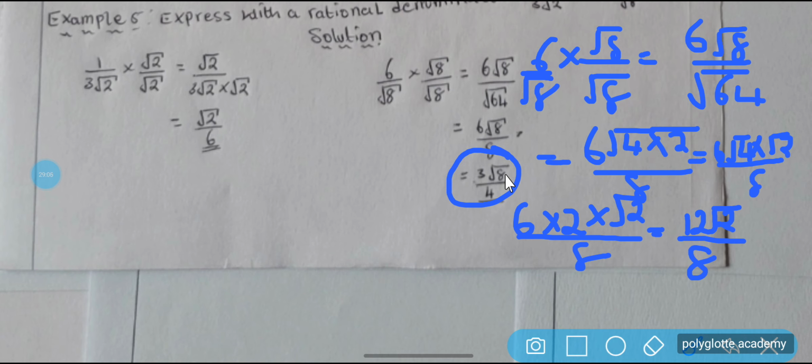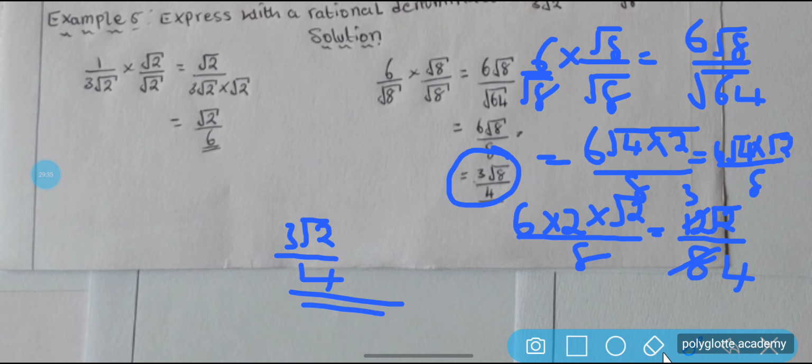So that is it. So we can now cancel. So 2, 4 even can go. 4 here, 4 times, 4 here, 3 times. So the answer will be 3 root 2 divided by 4. So that is it. This is the final answer.